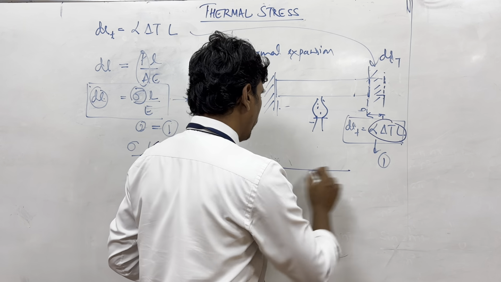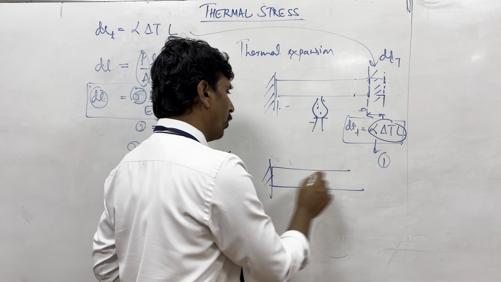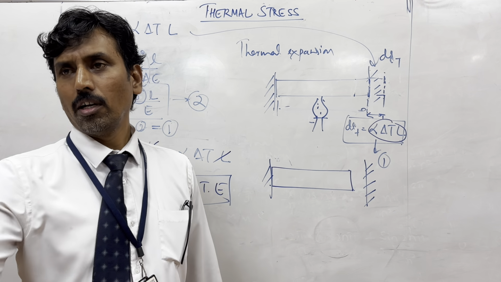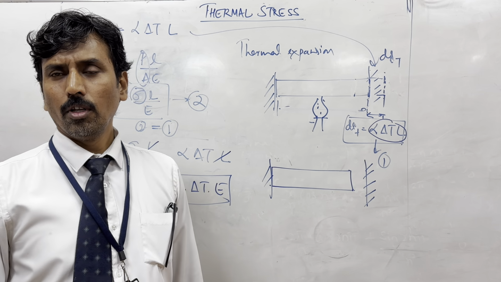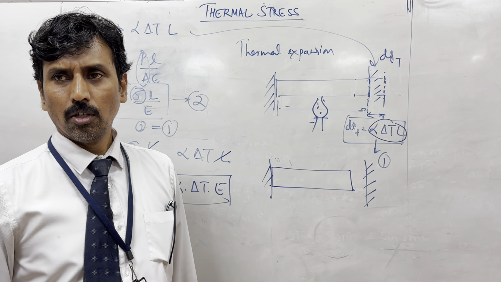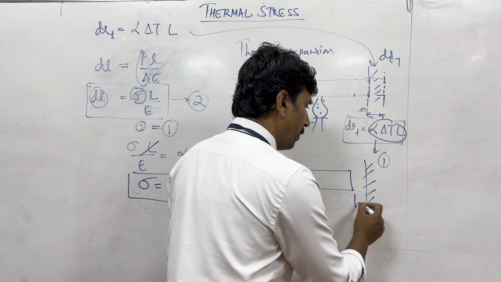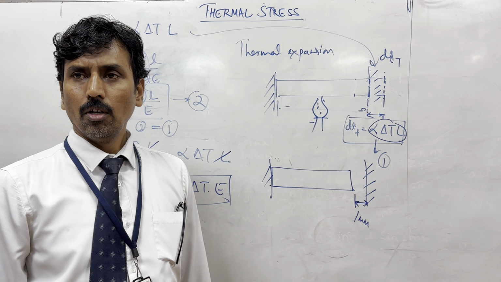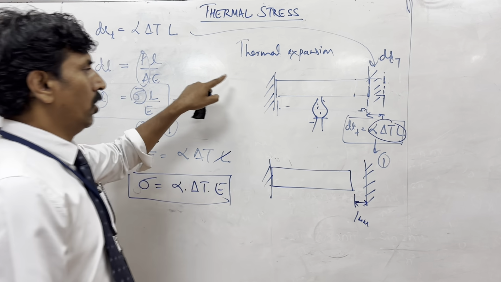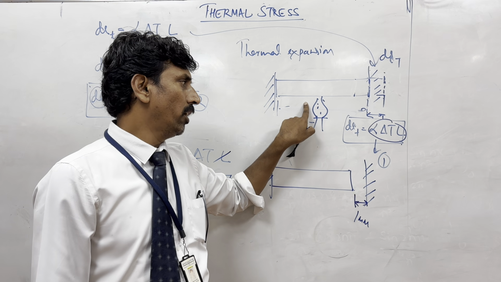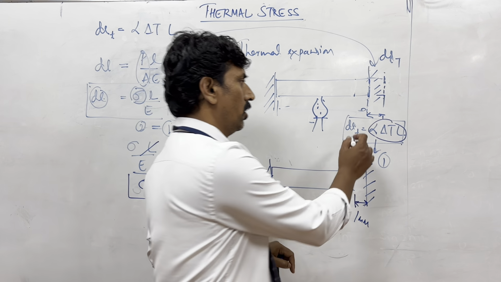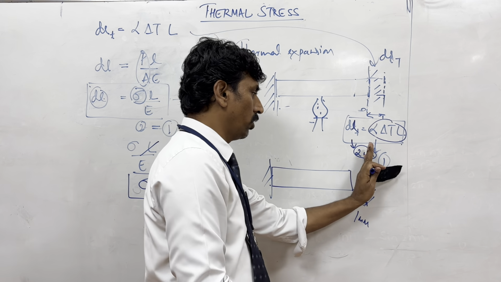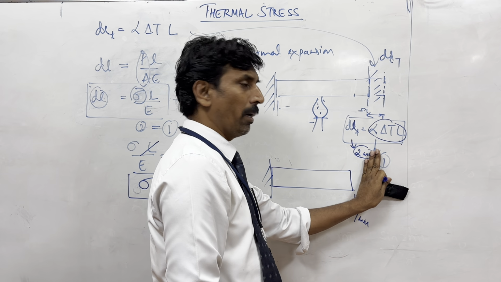Basically you need to understand here, sometimes you may have a rod like this, and here there is a wall. You need to understand this concept of free expansion and restricted expansion. Imagine that this gap here is equal to 1 mm. Suppose you heat this body in such a way that this expansion is equal to 2 mm. So without this restriction, the free expansion is equal to 2 mm.